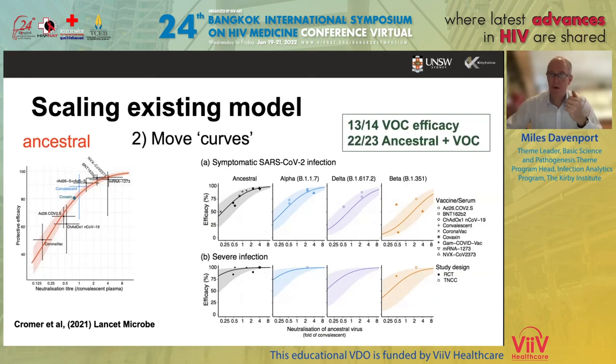But what we observe is that of all of the reported efficacies against the variants of concern, if we look at the lower 95% confidence interval, 13 of 14 studies have an efficacy above that. Or if we include the ancestral, 22 of 23 studies have an efficacy at or above the 95% confidence interval. So this gives us confidence that we can actually estimate the efficacy of vaccines against variants.